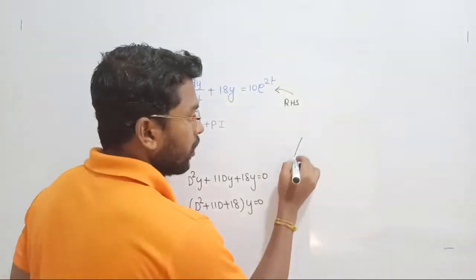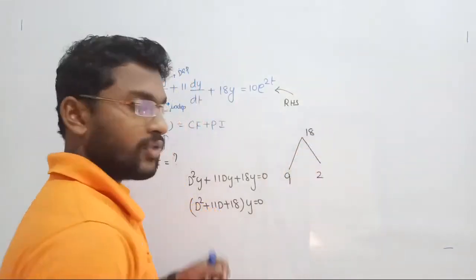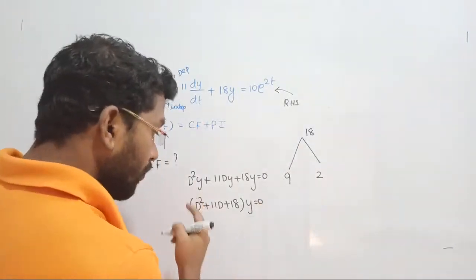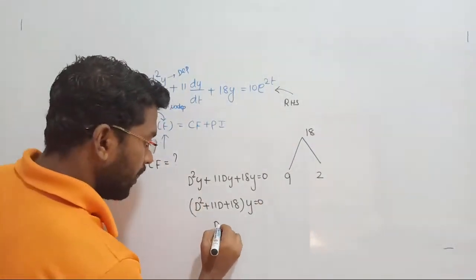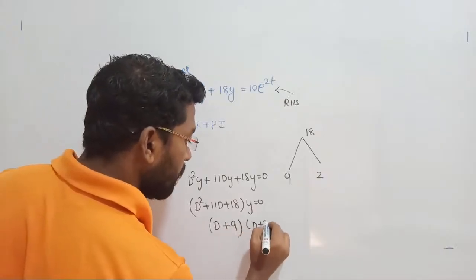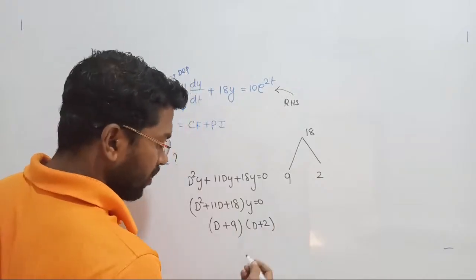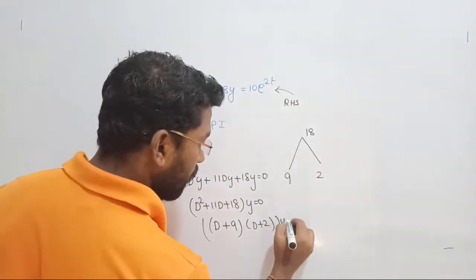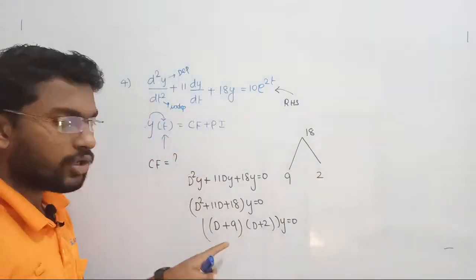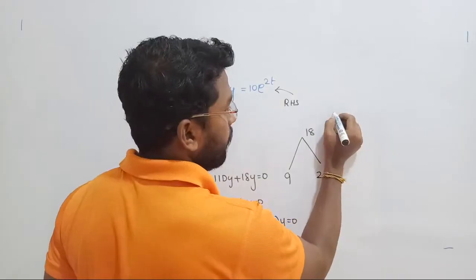Yes. How? If I consider 9 into 2, it will become 18, right? Whereas 9 plus 2 will give you 11. So these roots can be written as d plus 9 into d plus 2, right, equal to 0, into y equal to 0. From this, I have distinct roots. What is the solution? Distinct root in the sense, first let us complete.